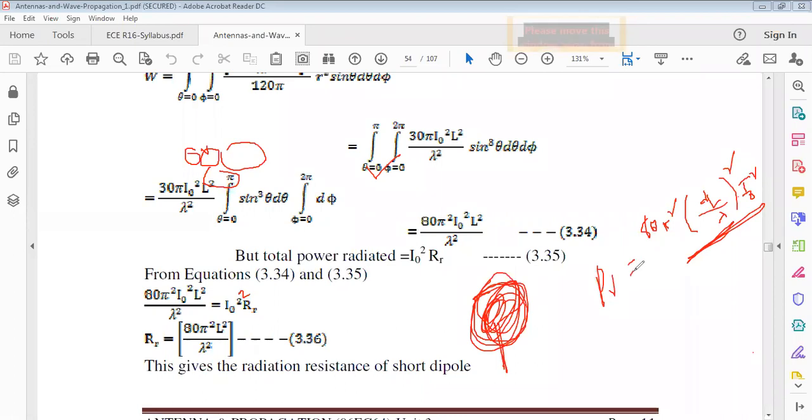Okay, if we divide with I naught square on both sides, these two are cancelled. 85 square dl by lambda whole square is the radiation resistance. Understand? Okay, and when this is divided with I naught square, it gives only RR equal to 85 square dl by lambda whole square. Now remember this expression.